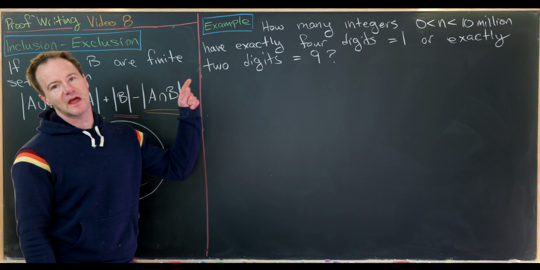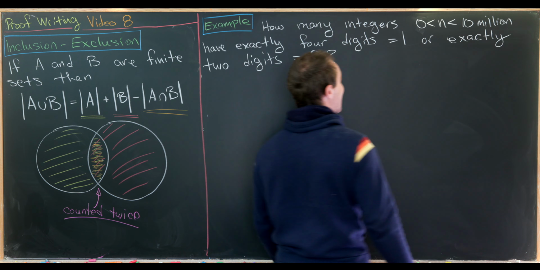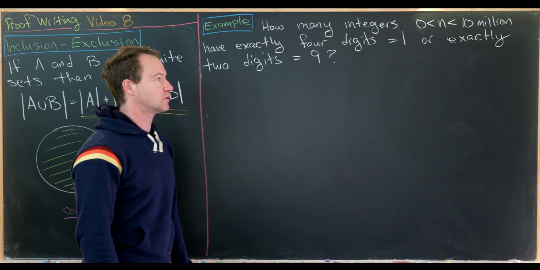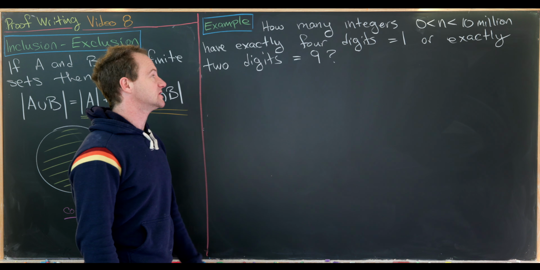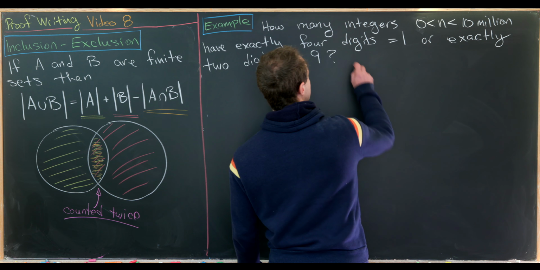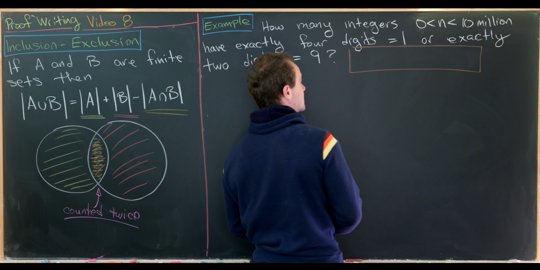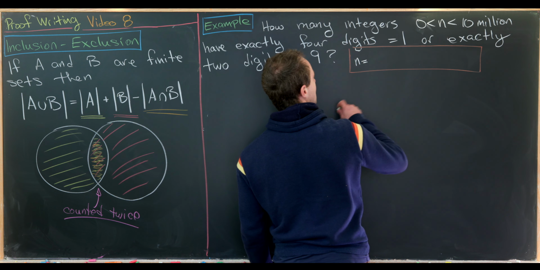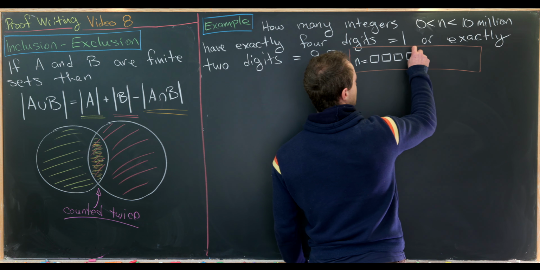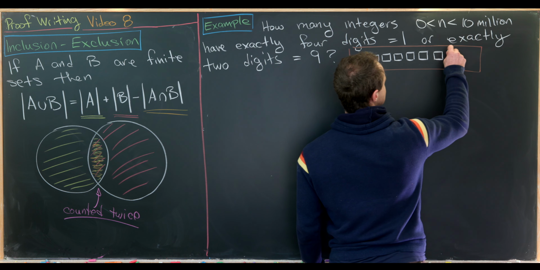Now for another example. In this example, we're going to count up how many integers are between 0 and 10 million, where they have exactly 4 digits that are equal to 1, or exactly 2 digits that are equal to 9. So let's quickly notice that this being between 0 and 10 million means that n has the following form. It's equal to a 7-digit number. So let's write this out. We have 1, 2, 3, 4, 5, 6, 7.